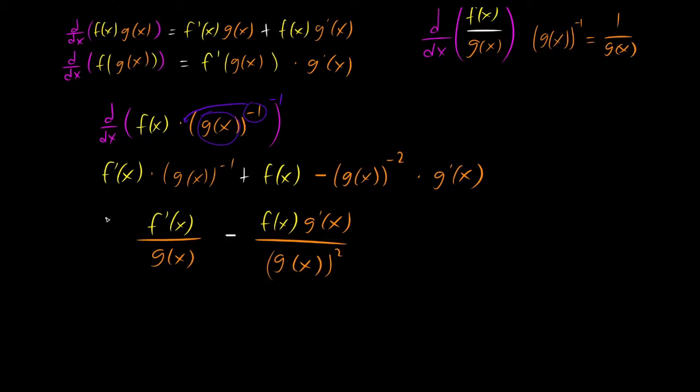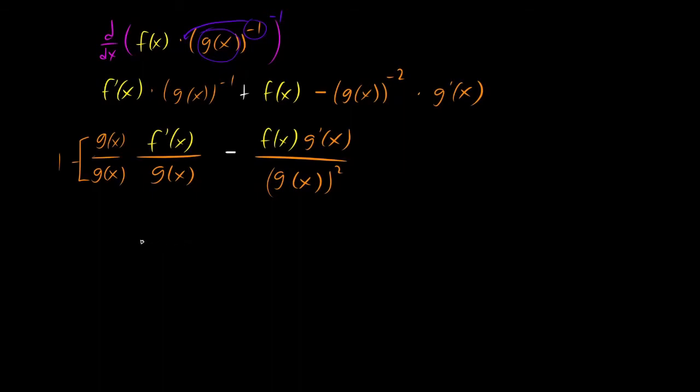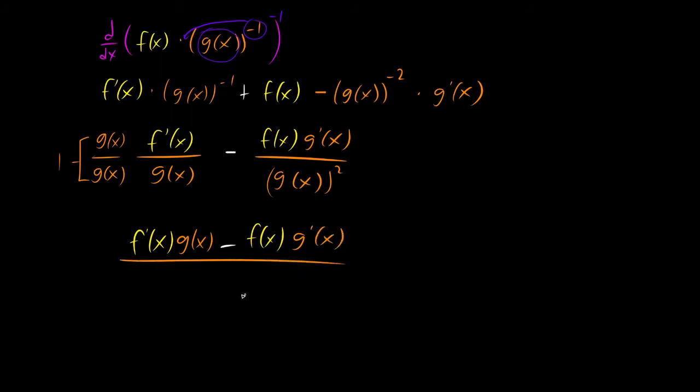We just multiply the left term by g of x over g of x. And the reason why we can do that is because this just equates to 1, so we're not changing the value of this expression in any way. So our final expression is f prime of x times g of x minus f of x times g prime of x all over g of x squared. And that is the quotient rule.